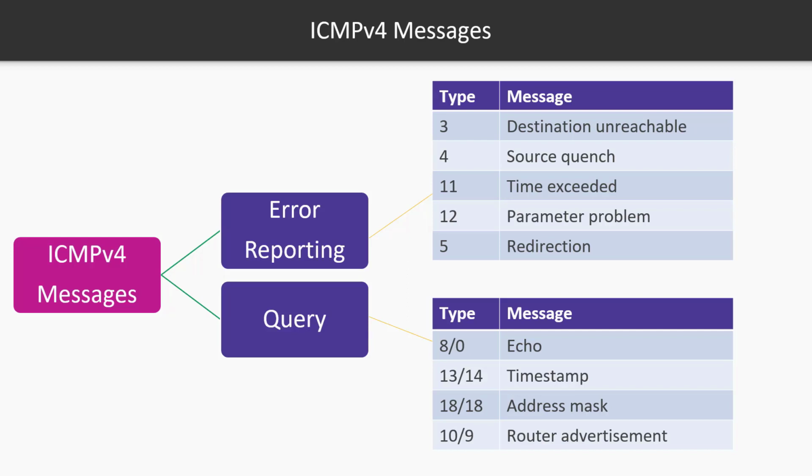sending a time exceeded message. Whenever packets come to the router, the calculated header checksum should be equal to the received header checksum. In this case, the packet is accepted, else if there is a mismatch, the packet will be dropped by the router. The source is informed of that by the parameter problem message.